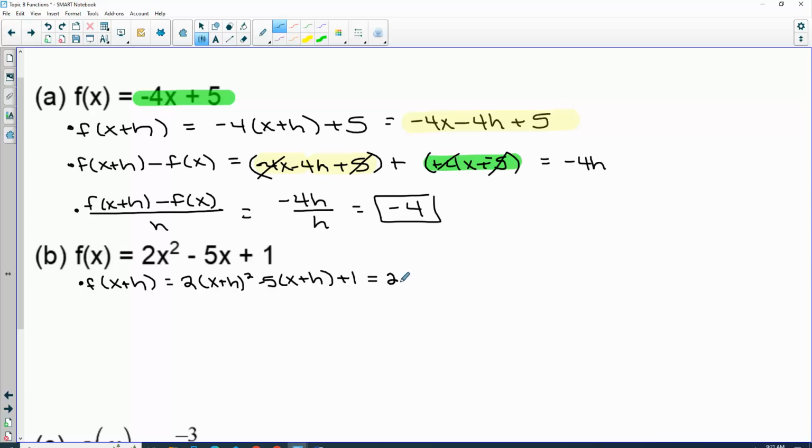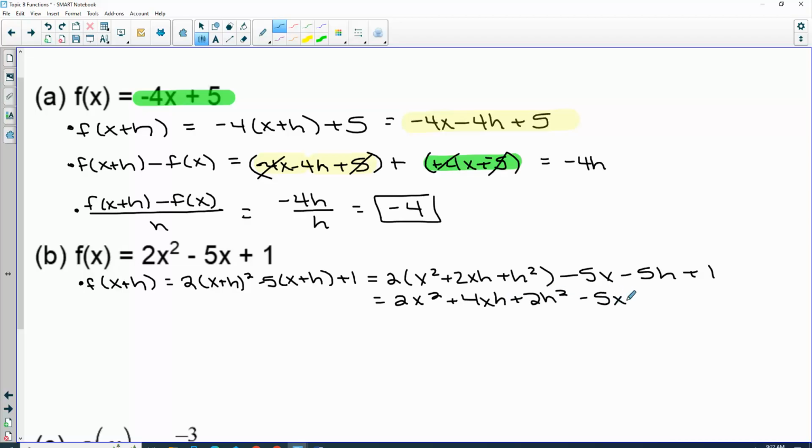Plus h. When you FOIL that, you get your x squared plus 2xh plus h squared. I'm going to distribute my negative 5. And if you distribute through 2, you get 2x squared plus 4xh plus 2h squared minus 5x minus 5h plus 1. You get that for f of x plus h? That's the long one. So it should get better each step from here.